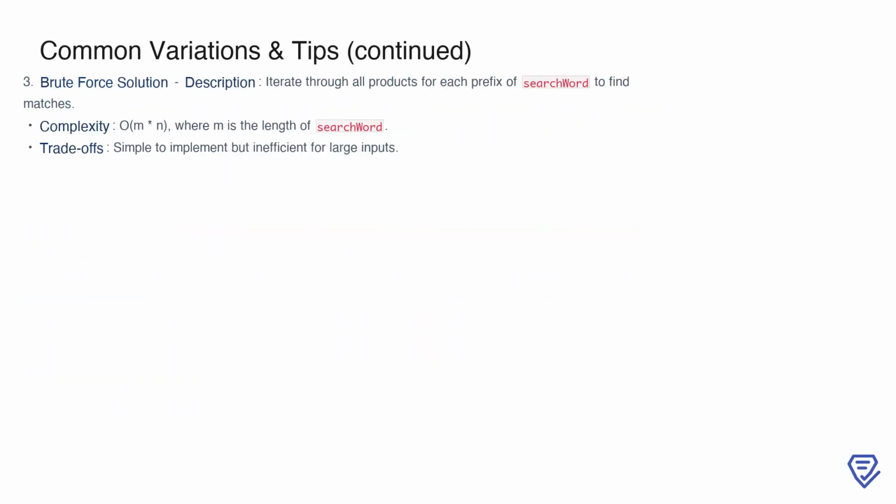Finally, there's the brute force solution. In this approach, you iterate through all the products for each prefix of the search word to find matches. It has a complexity of O(M times N), where M is the length of the search word and N is the number of products. While this method is simple to implement and easy to understand, it becomes highly inefficient for larger inputs. For example, if the number of products is very large, the runtime will grow quickly, making it unsuitable for competitive coding or interview scenarios.